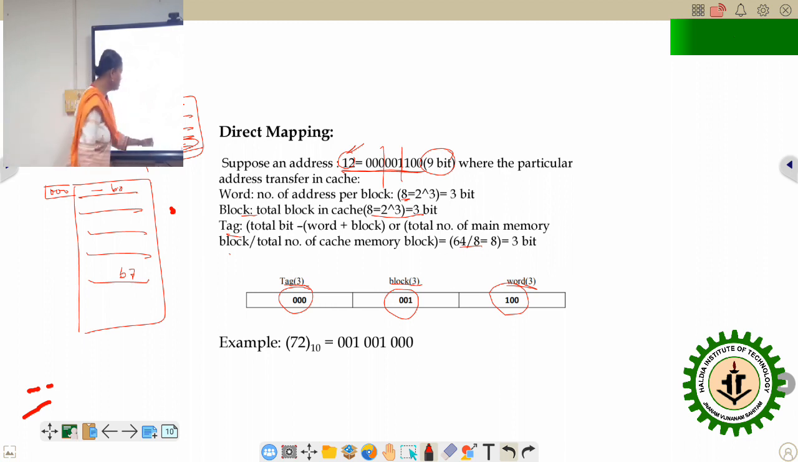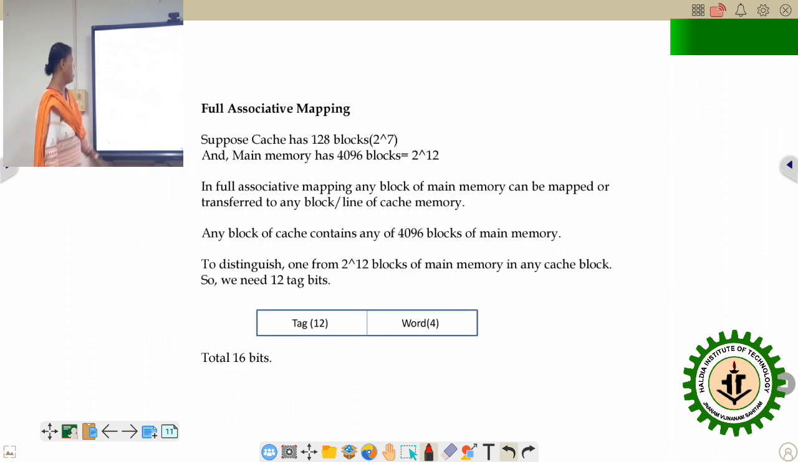Similarly, if 72 is a particular memory address, you can divide it according to this data. So 0 0 1, 0 0 1, 0 0 0, that is tag number 1, block number 1. Within the block, it is the 0th position.